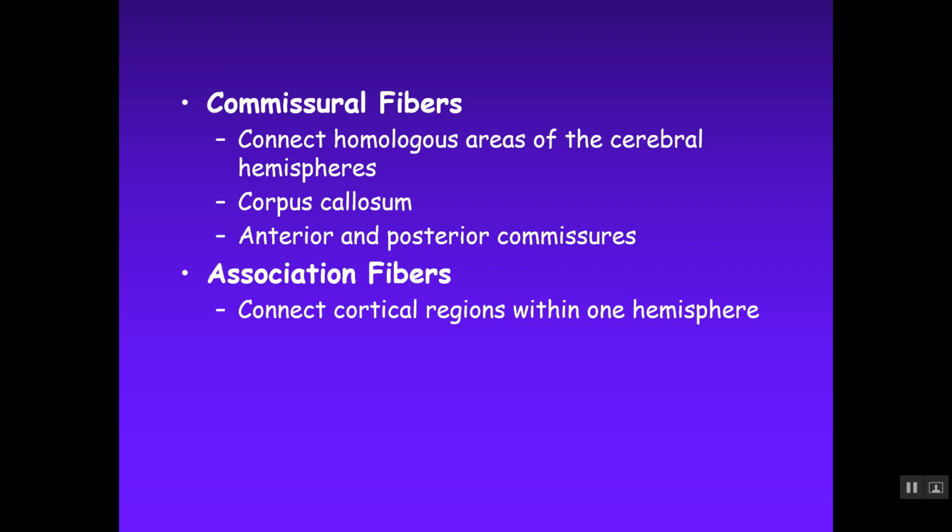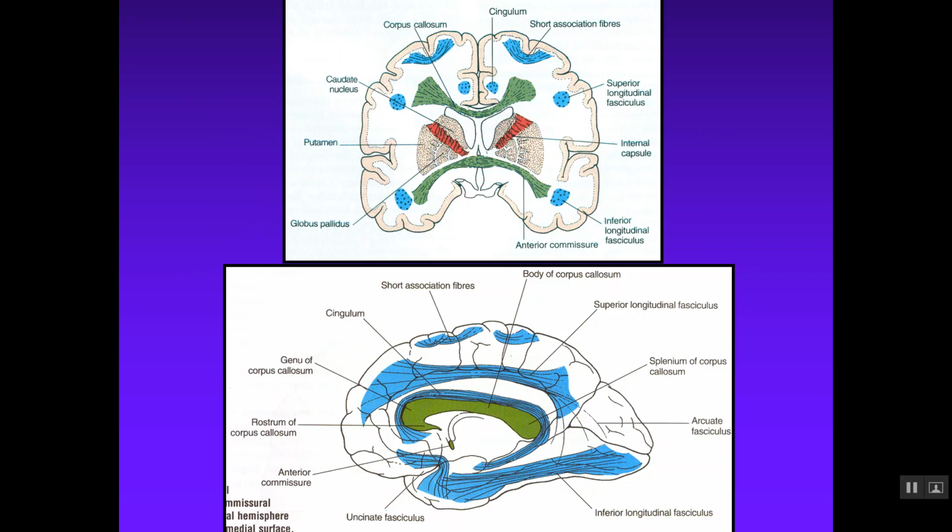Then we have association fibers. Association fibers connect cortical regions within one hemisphere. So on my right hemisphere, I'll have some association fibers that help connect my motor with my sensory, or my occipital with my parietal areas. Those allow association of information within a hemisphere. So those are association fibers. These are your key fibers here. Things in green are your commissural fibers. They go from one side to the other. So we have the corpus callosum, and then we have the anterior commissure.